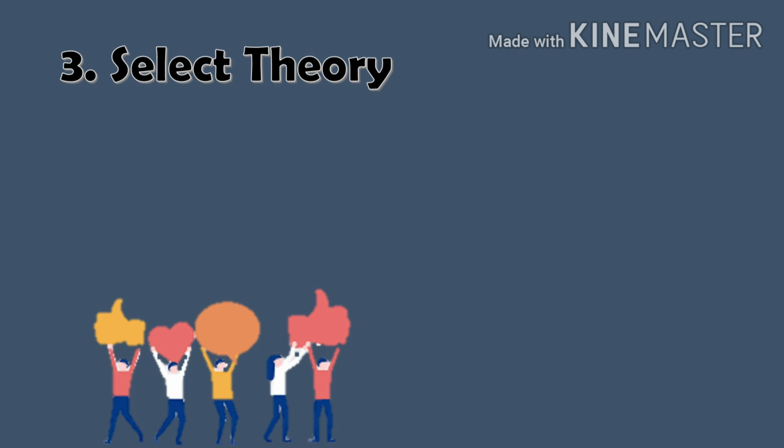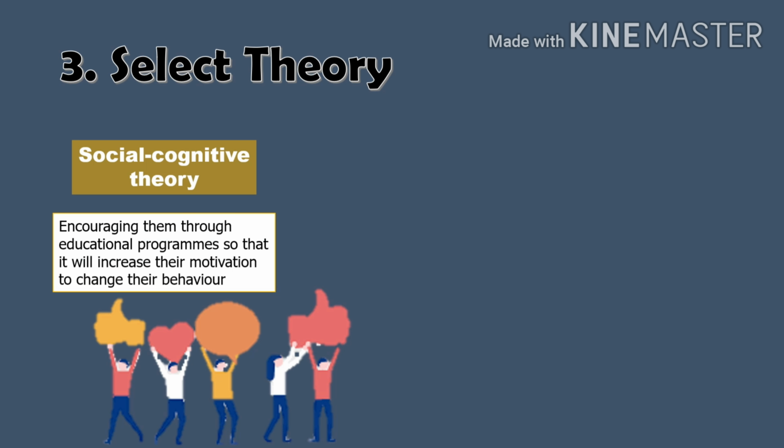The third step is select theory. In planning the nutrition program for combating anemic pregnancy, we have chosen two theories. The first theory is social cognitive theory. This theory has guided us in encouraging pregnant teenagers through educational programs so that it will increase their motivation to change their behavior towards a healthier pregnancy.